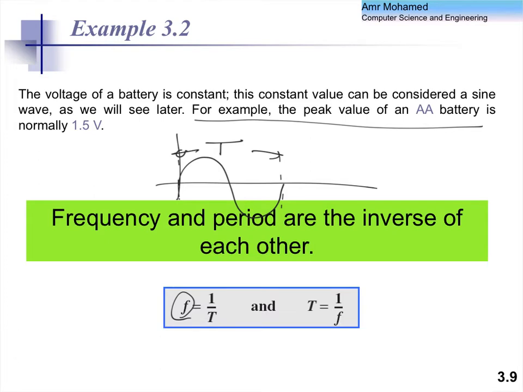Okay, so if you have a signal with T equals, for example, 1/5 seconds, okay, 1/5 seconds, what is the frequency? 5 hertz. As simple as that. Okay, right.